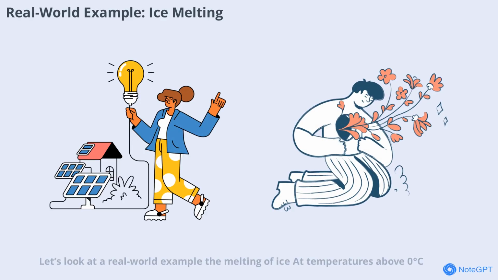Let's look at a real-world example: the melting of ice. At temperatures above 0 degrees C, ice melts spontaneously. Here, the increase in entropy as solid water becomes liquid outweighs the enthalpy required to break the bonds in ice. The negative Gibbs free energy change at these temperatures explains why ice melts naturally on a warm day, illustrating how the equation applies to everyday phenomena.